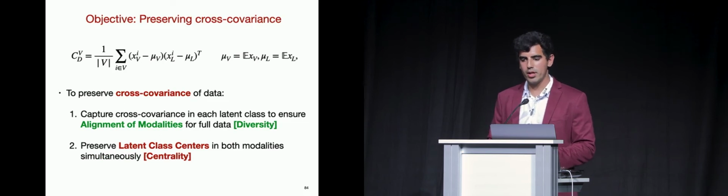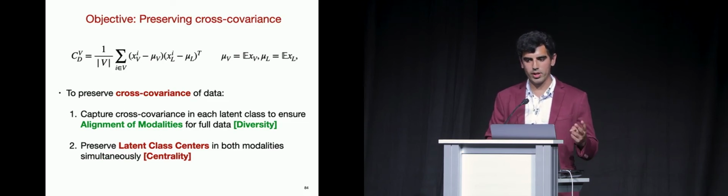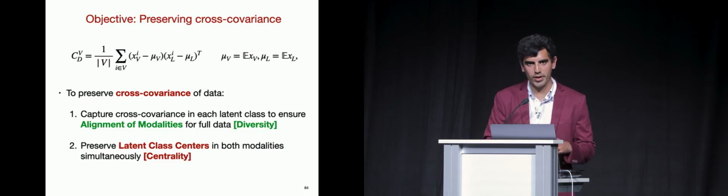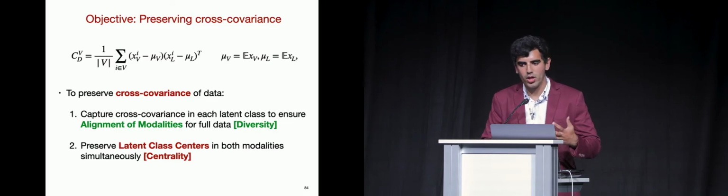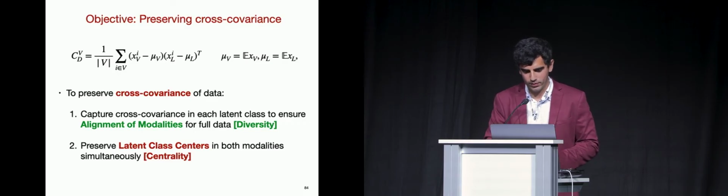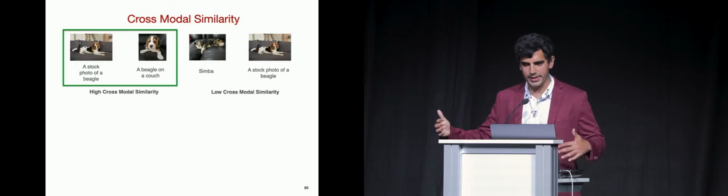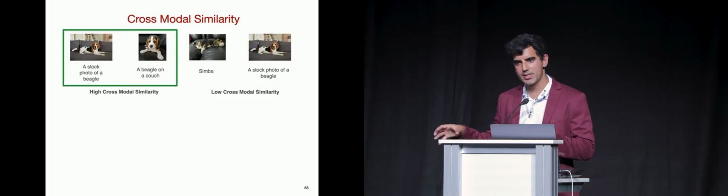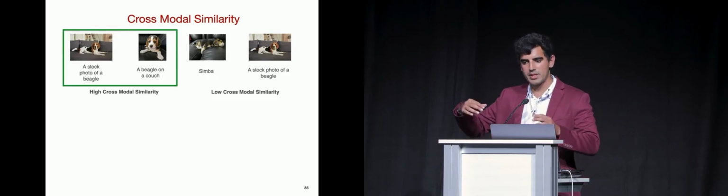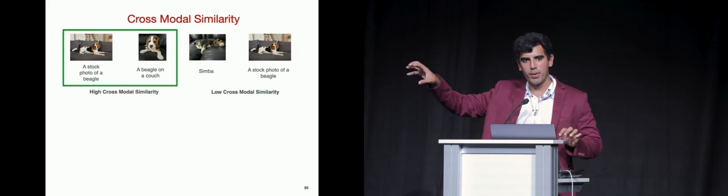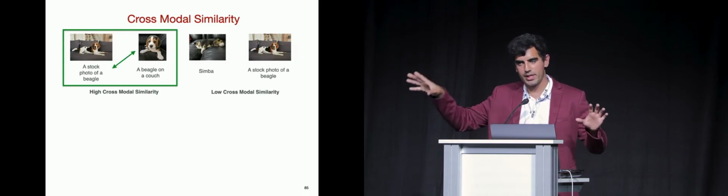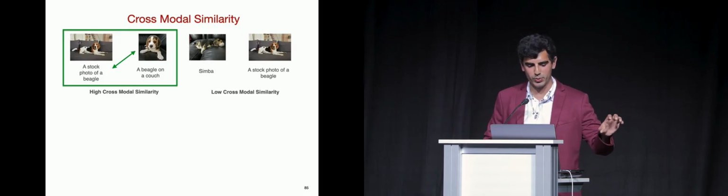And intuitively, to preserve the cross covariance, we need two things. First, we want to capture the cross covariance within each latent class to ensure that the modalities are aligned for the full data. And second, we want to preserve latent class centers in both modalities. I'll explain both of these terms in more detail, but hopefully you can start to see how this is similar to the contrastive learning case. We have this two-part objective, one part preserving diversity of the data and one part preserving the centrality of the examples we select.